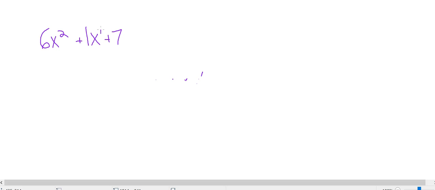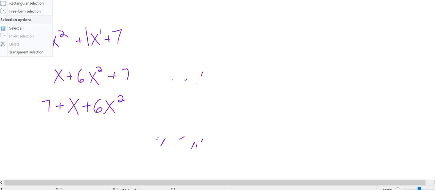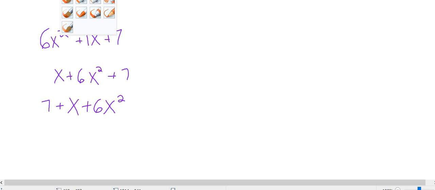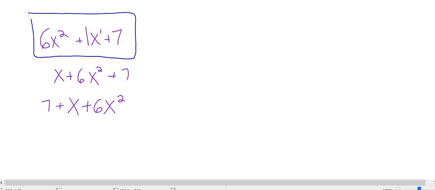Should we write this as x plus 6x squared plus 7? Should we write it how we wrote it before, as 6x squared plus x plus 7? Should we write this as 7 plus x plus 6x squared? Which is the proper way to write this? Now, the proper way to write a polynomial, binomial, trinomial, is to write it with the exponents in decreasing order. So the way that we wrote it first would have been the correct way to write it. The biggest exponent first, then the second exponent, and then the constant at the end.